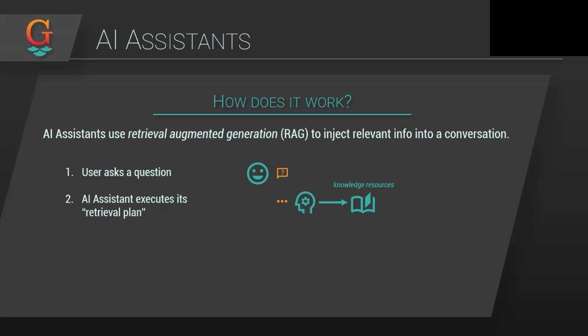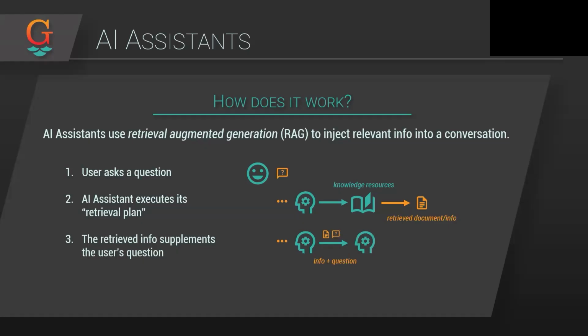So it goes and looks at its connected resources, whether those are documents or information in a database or whatever, and it determines, okay, what do I need to answer this question? Then it retrieves a document or information. Step three is the AI assistant supplements that retrieved information to the user's initial question. And it basically re-asks the question now that it has the information in hand that it needs to answer the question more effectively. And it generates a retrieval-assisted answer. And then finally, that's what the assistant spits out to the user.